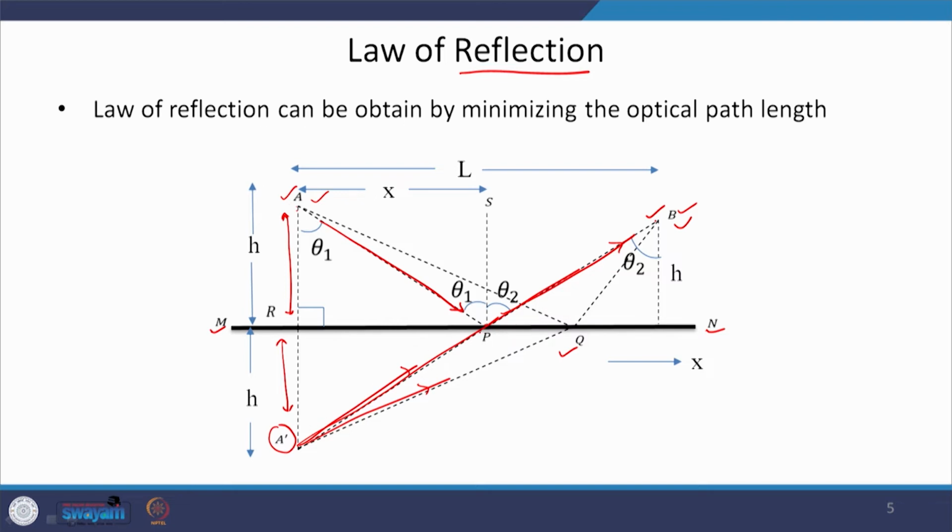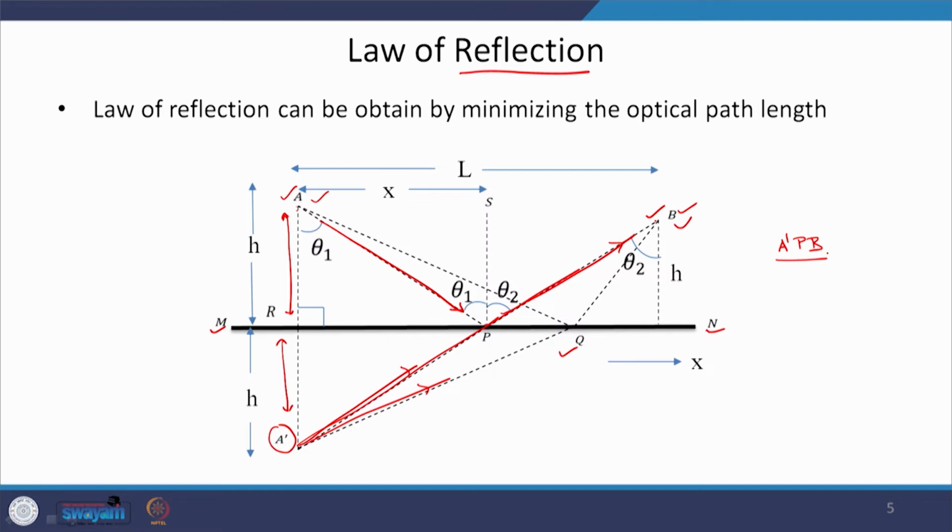Therefore, A prime P B, which is a straight line, would be the shortest path, which is an extremum, and therefore it follows the Fermat principle. It satisfies the Fermat principle, and this path would be the extremum path, and this is the path which the ray will follow.